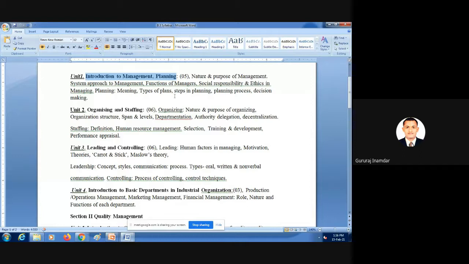In the first chapter we have included planning. The syllabus of planning is meaning, types of plan, steps in planning, the planning process, and decision making. Decision making is also part of planning. The next chapter is organizing and staffing.